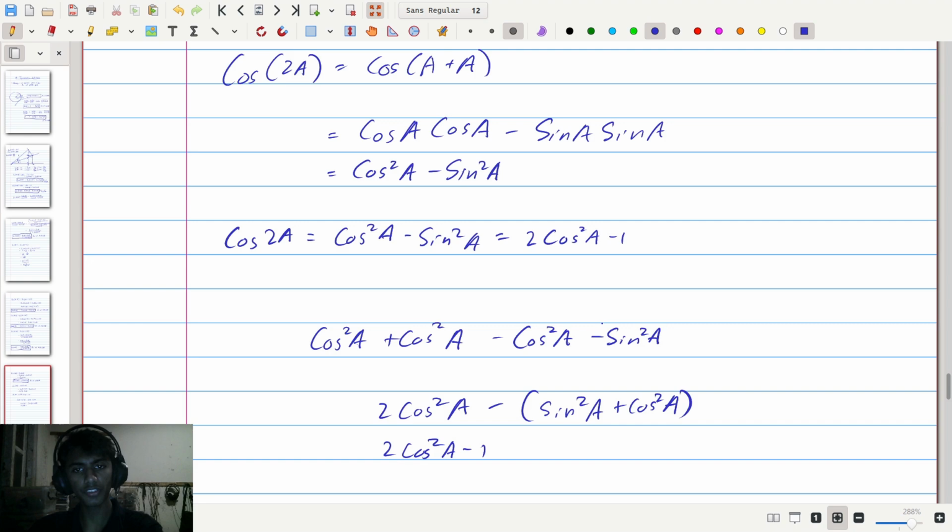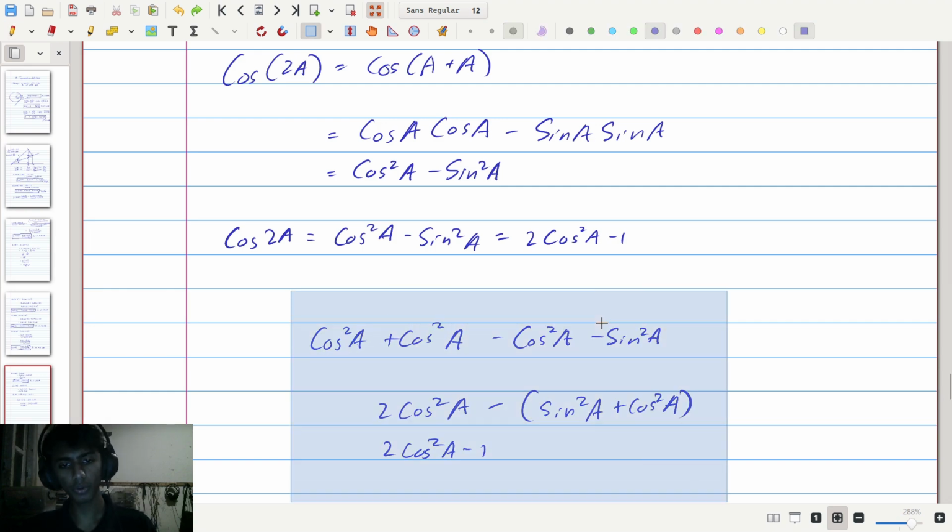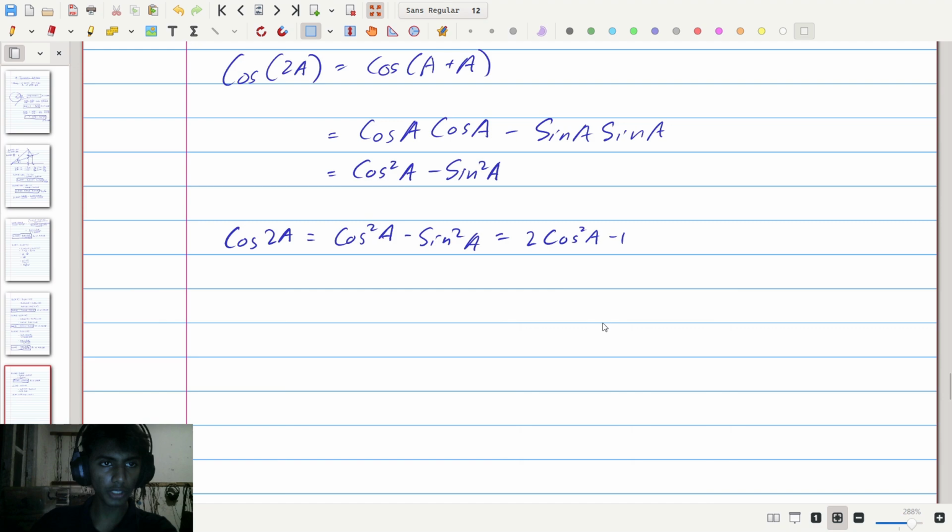Now I hope you understand that 2 cosine squared a minus 1 and cosine squared a minus sine squared a mean exactly the same thing, because in order to get from this expression to this expression, all we used were simple identities. So now I can erase this scratch work and go to the other scratch work. So we actually write this in another format as well.